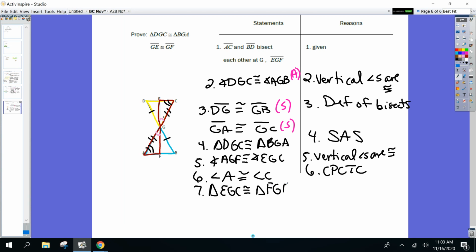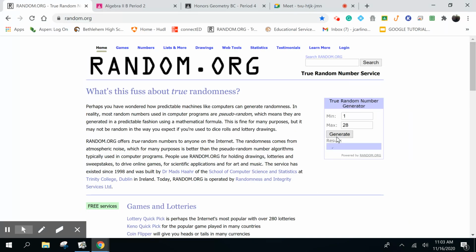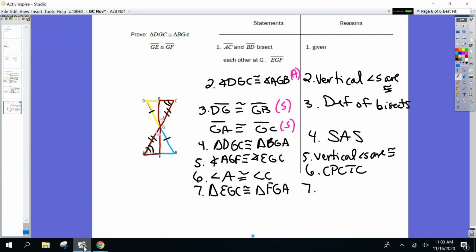FGA. And then now I'm going to ask somebody, how about a method? How about a method for those two? Hannah, what do you got for a method? Angle, side angle. Good job, Hannah. Angle, side angle, and then you guys can finish it off. GE and GF coming together. CPCTC.